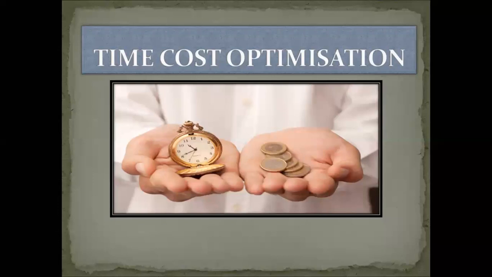Crashing means you are reducing the project time. Reducing the project time is not possible for all the activities. It is possible for certain activities only, depending upon how you draw the network.